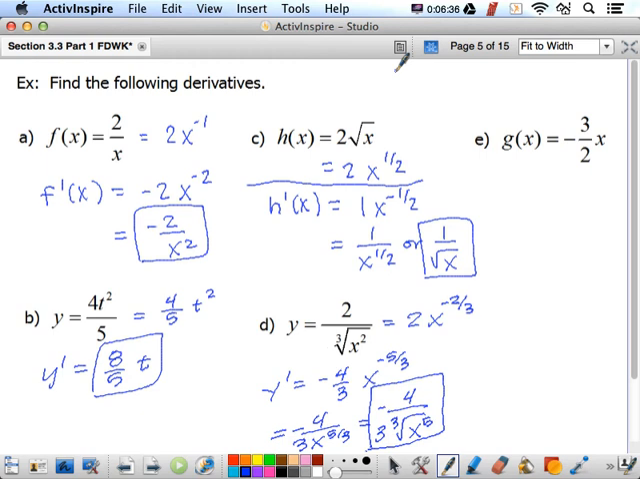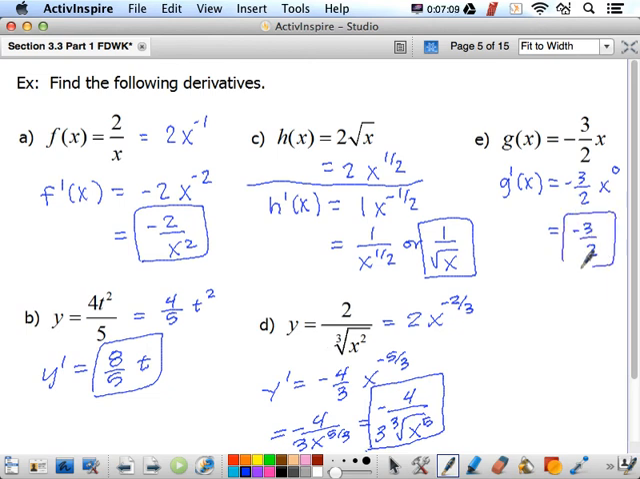Part E should be the easiest, but for some reason people stumble over it. So let's make sure we talk about it and that you're comfortable. If we have g of x equals negative 3/2 x to the first power, and I try to take the derivative of that, g prime of x is going to equal, what's my power? 1 times negative 3/2, and if I subtract 1 from the power, I'm now at x to the 0. Well, what's anything to the 0 power except 0? 1. So really this just equals negative 3/2.